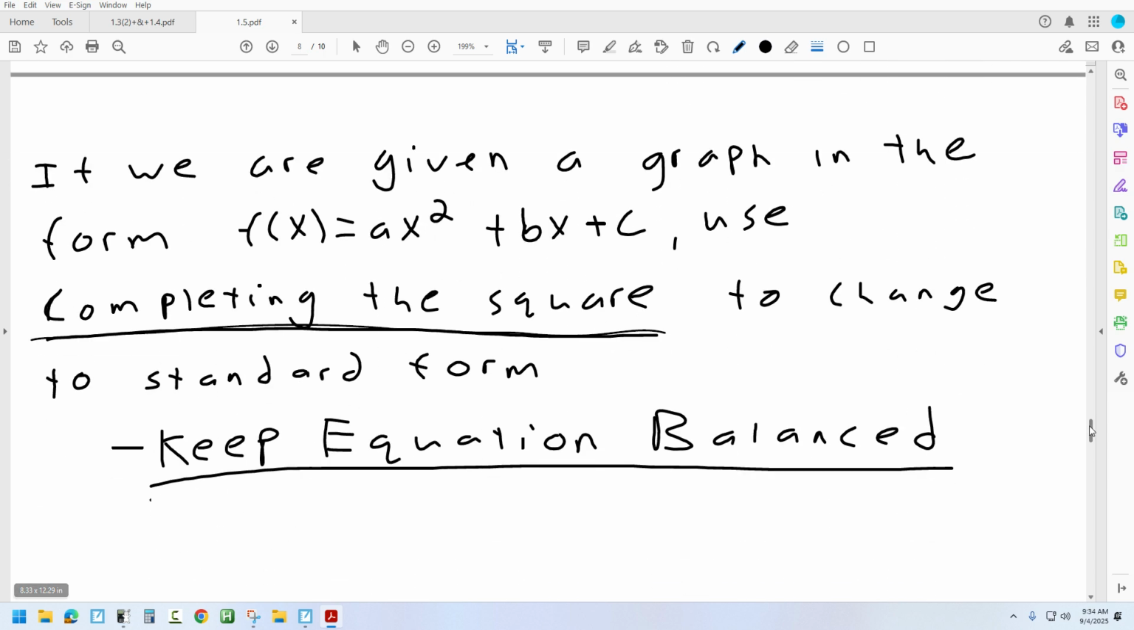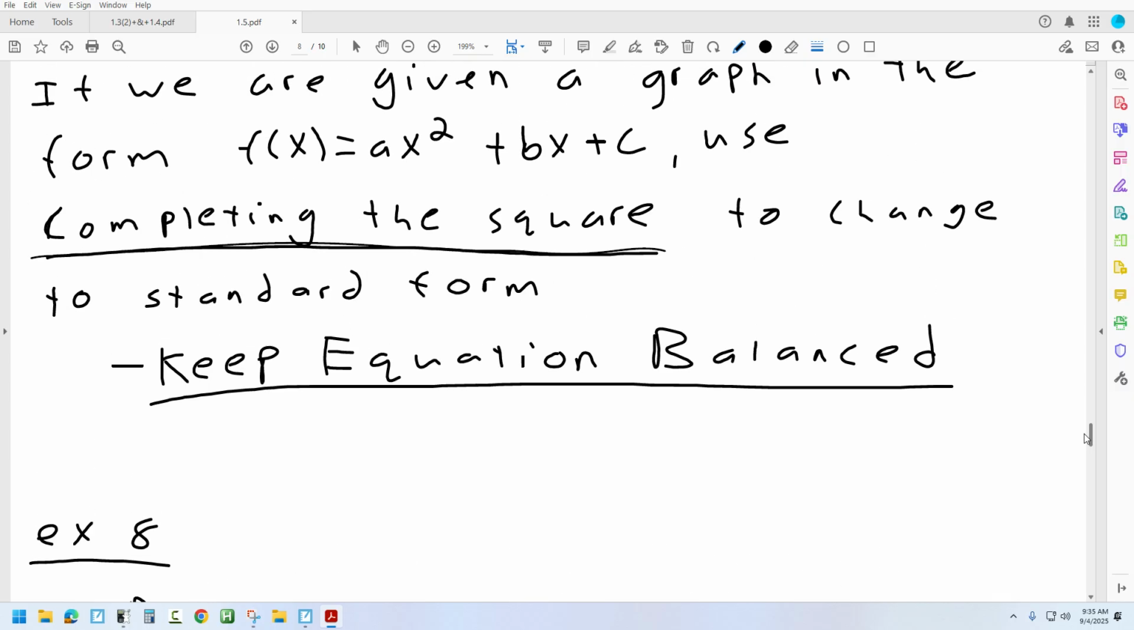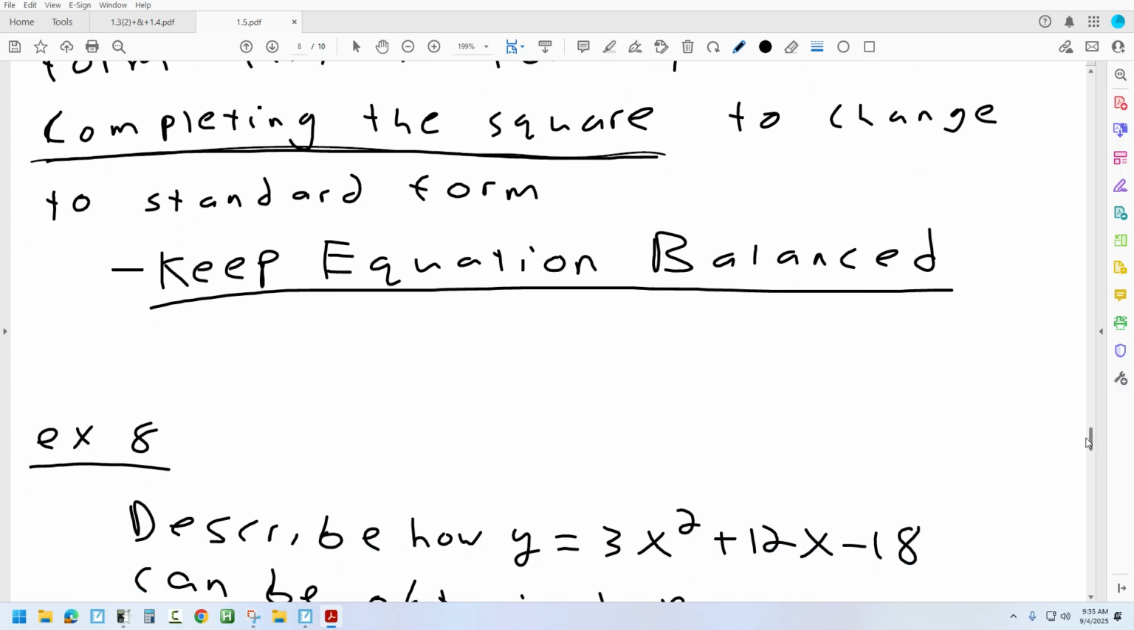So the biggest thing when you are completing the square is you need to make sure you keep your equation balanced. If you do something on the left, make sure you do exactly the same thing on the right. If you don't keep your equation balanced, then, well, it's not going to come out right. So I'll go through an example. I'm not going to teach a whole lesson on how to complete the square. But I will go through an example and make a few notes as we do it about the steps that we're doing.